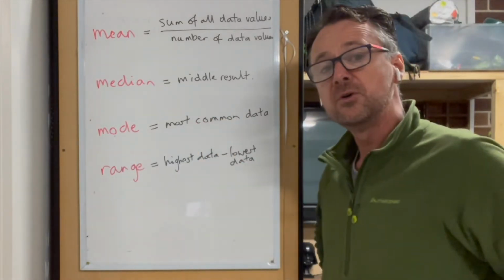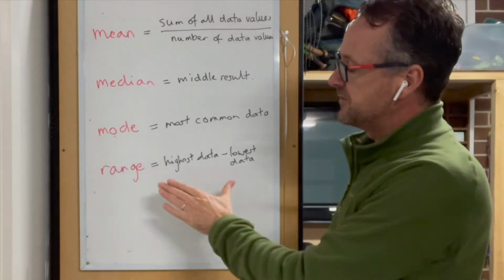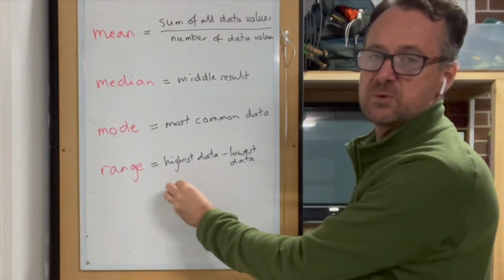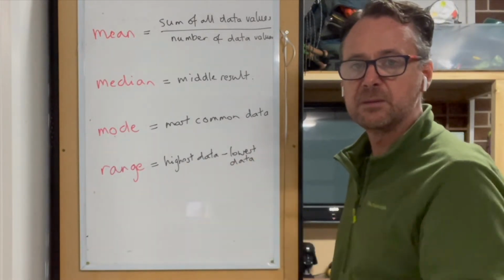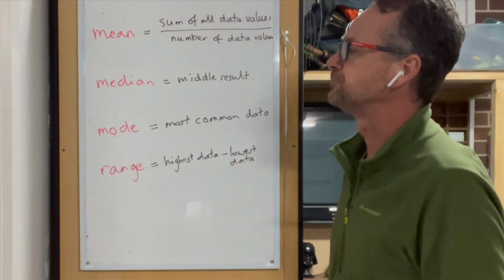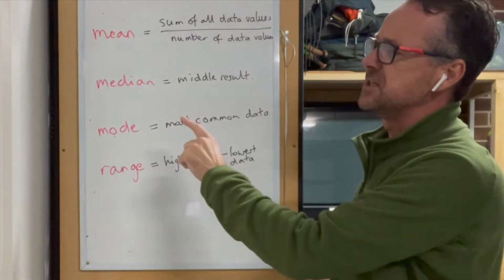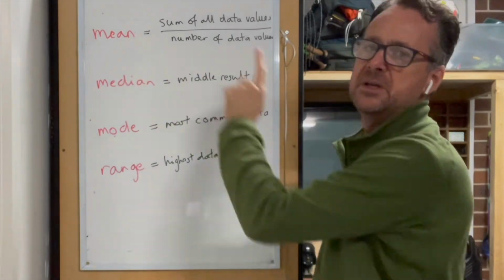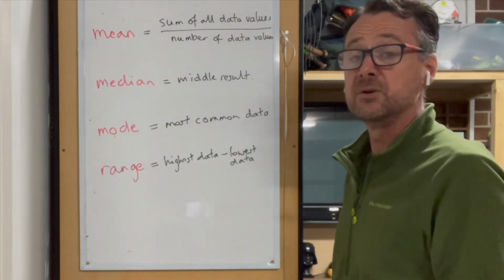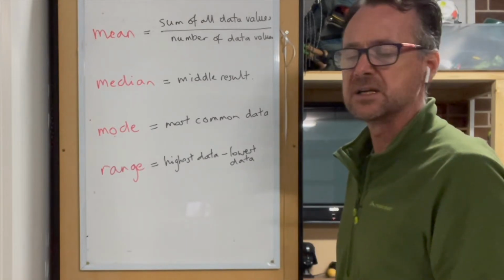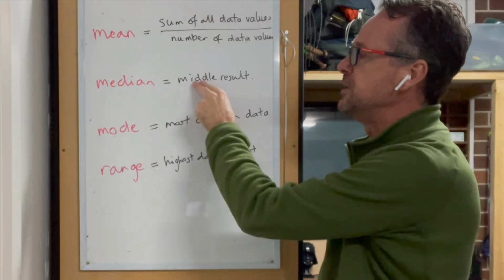The third one is the mode, which is the most common result. And finally, the range is when you take the highest data and subtract the lowest data, and that will give you a number, and that number is the range. What is interesting with this data analysis is that a lot of people will jump to the mean as being the most important measure of centre, but often it's the median, the middle result, that is more important.